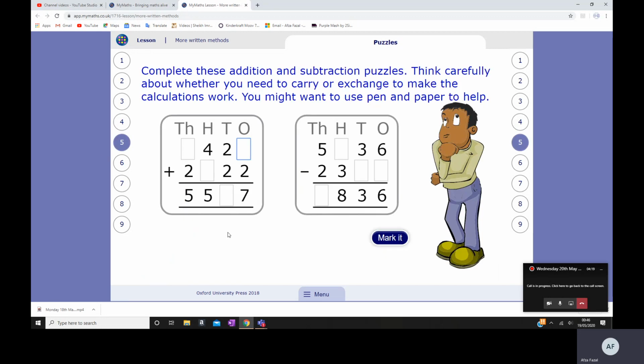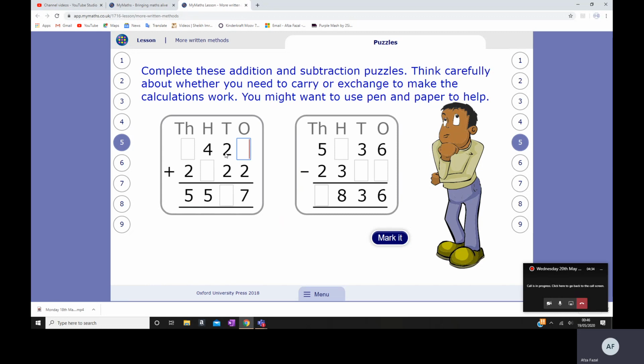Place value again. Complete these addition and subtraction puzzles. Think carefully about whether you need to carry or exchange to make the calculations work. You might want to use pen and paper to help. The more you practice these, the better.